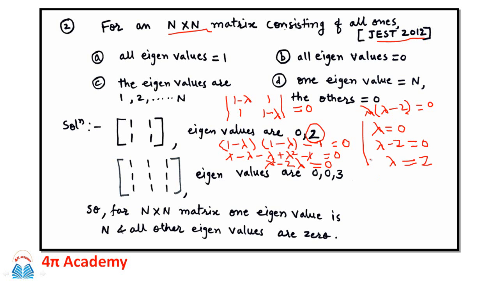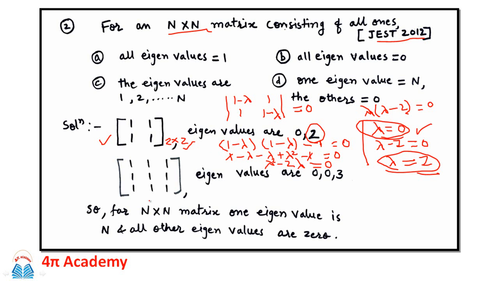So here you find that for the eigenvalues of this type of matrix, which is a 2 by 2 matrix, one of the values is 2. So here the order is 2 by 2, and one of the eigenvalues is 2, and the other eigenvalue is 0. Lambda is equal to 0.